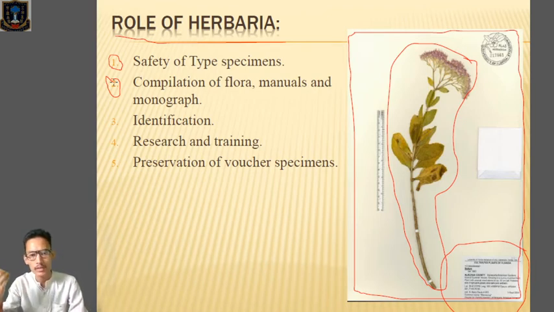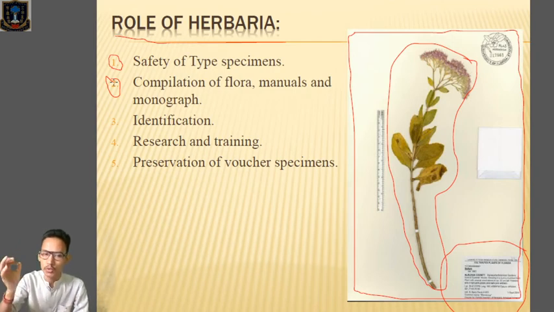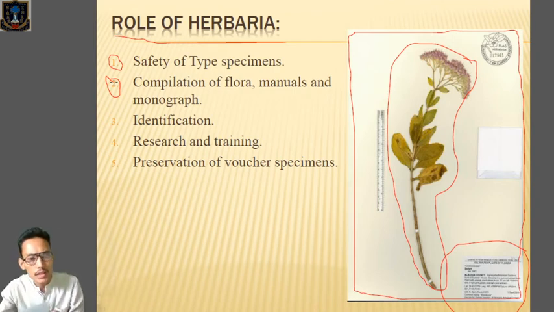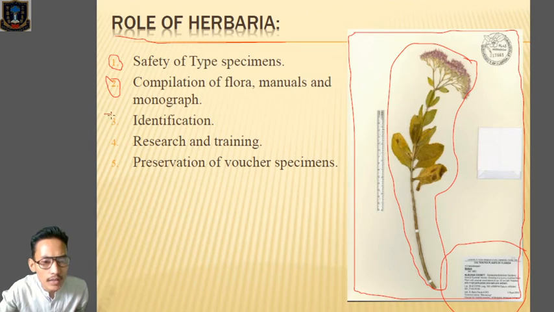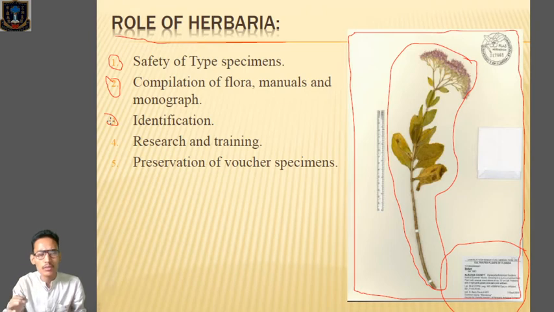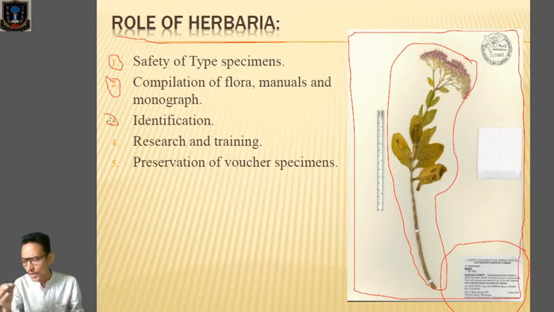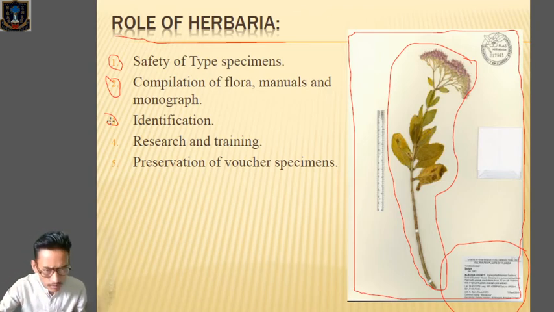So compilation of flora means plant manuals and monographs. Then number 3 is identification. So, the role of herbaria: herbaria play a very important role in the identification of plants. Clear? If we have collected a plant and that plant is unknown to us, when we visit the herbarium, we can get the information about the particular plant which we have collected. Clear?